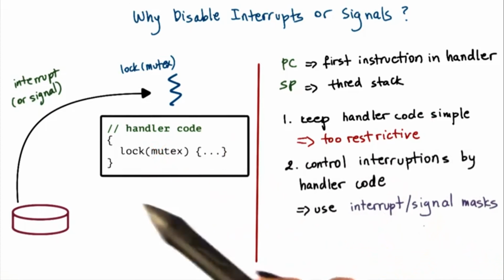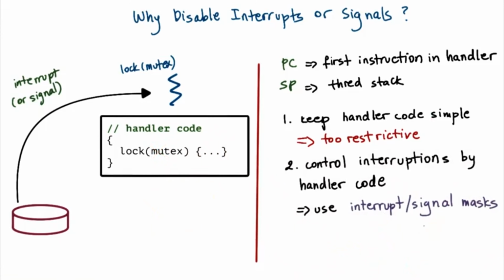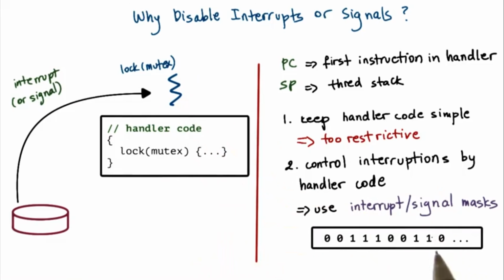So instead of enforcing that a handler has to be simple and avoid the use of mutexes, we introduce masks. These masks allow us to dynamically enable or disable whether the handling code can interrupt the executing thread. We call these interrupt or signal masks. The mask is a sequence of bits where each bit corresponds to a specific interrupt or signal, and the value of the bit, 0 or 1, will indicate whether the specific interrupt or signal is disabled or enabled.